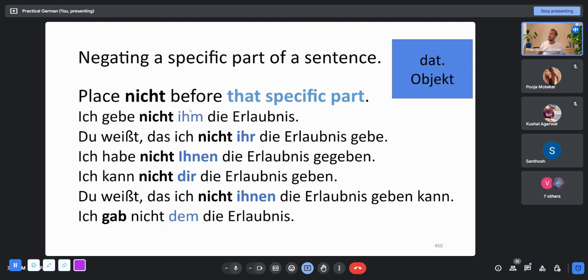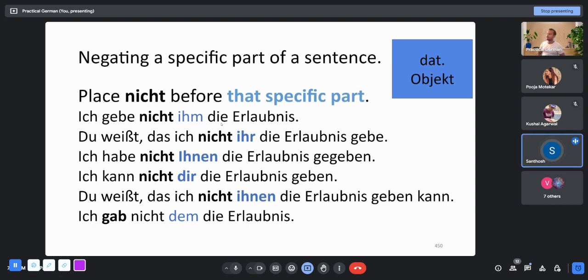So you can say, okay, I am not giving him this, and that means you're giving it to someone else. Something like that. And if you place nicht over here, then you are negating this part. That means you are giving him something else, but just not the allowedness. Again, the more you think about it, the more confusing it will get. Just start using nicht. Your gut feeling will help you most of the time.